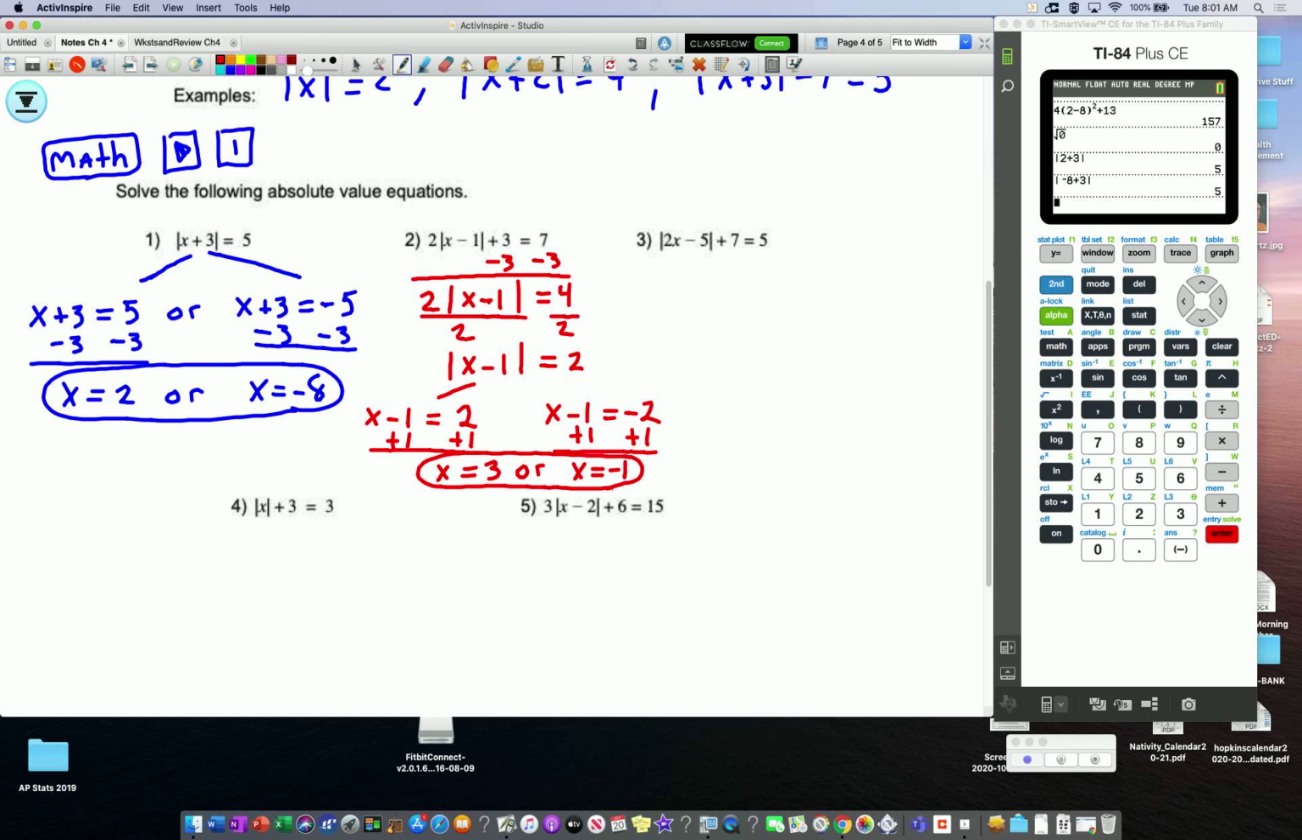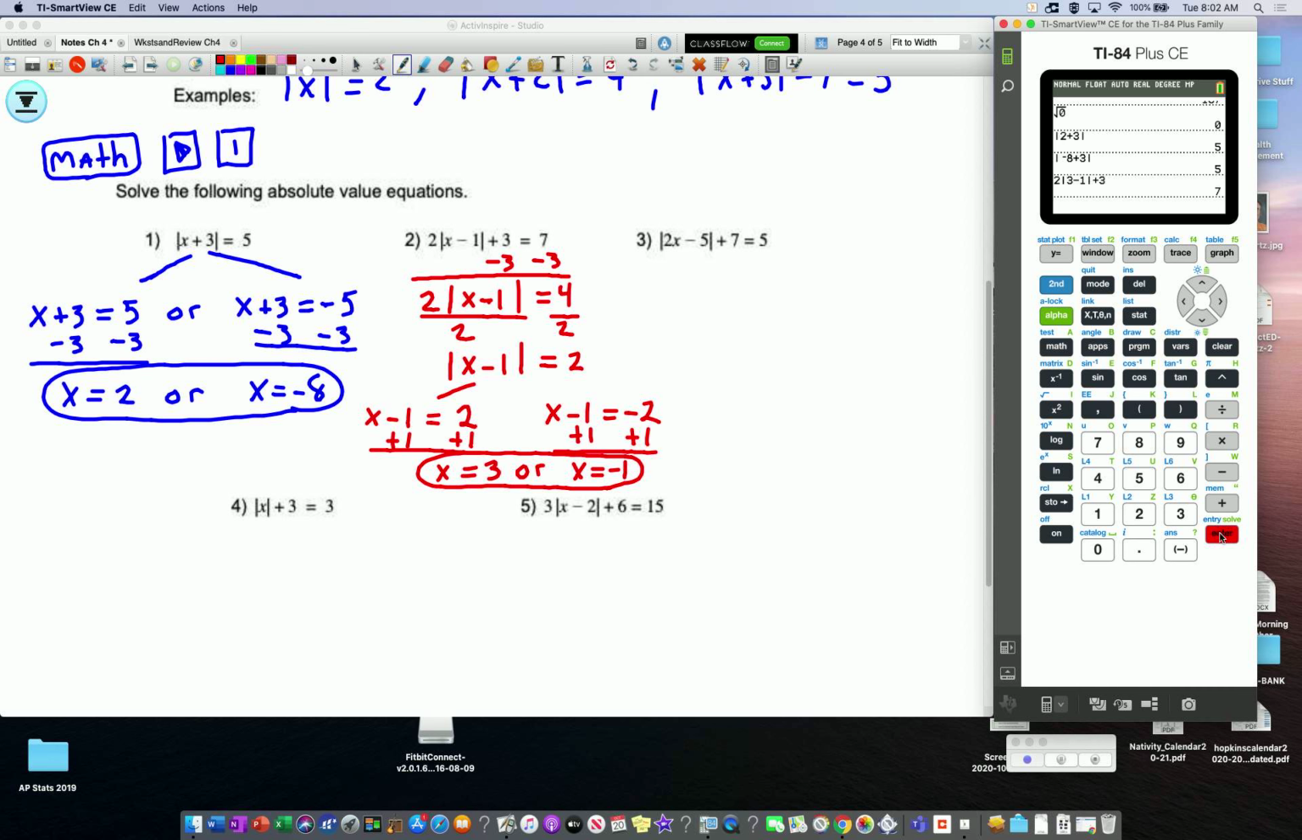So again, I can check. So I can go to math, right arrow, absolute value. I can plug in the first number, 3 minus 1. Move my arrow outside, plus 3. So now when I hit enter, I should get 7.